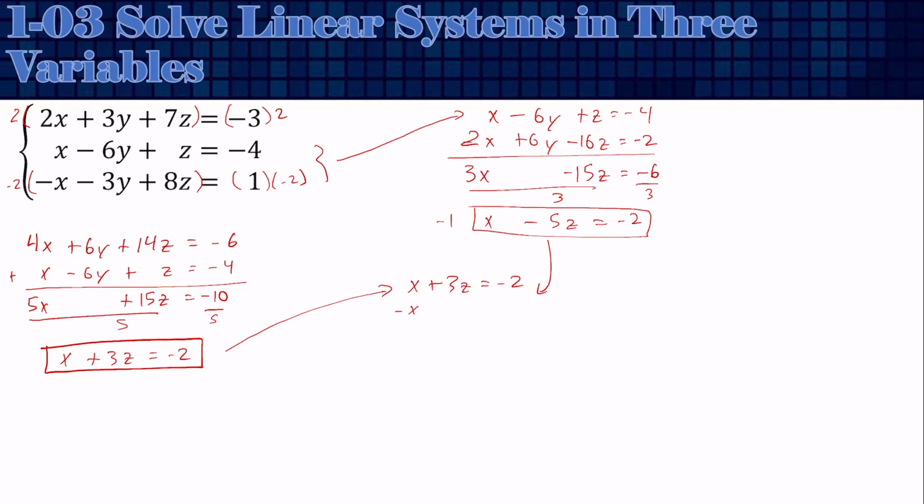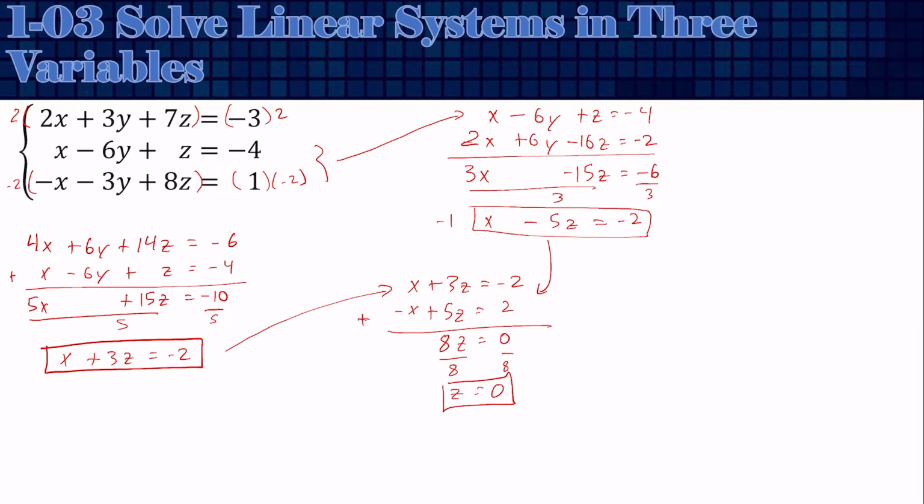So I'm going to multiply it by a negative 1. That'll give me an x and a negative x. x plus negative x is 0. 3z and 5z is 8z. Negative 2 plus 2 is 0. Hey, look, we can solve for z. z is 0. Does that mean there's no solution? No, that simply means z is 0.